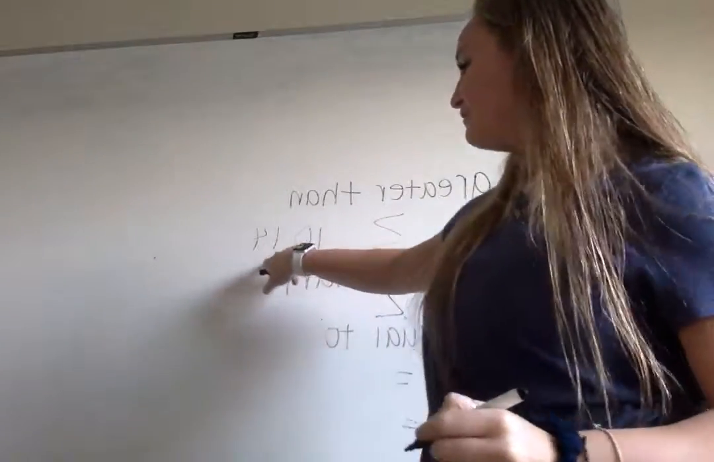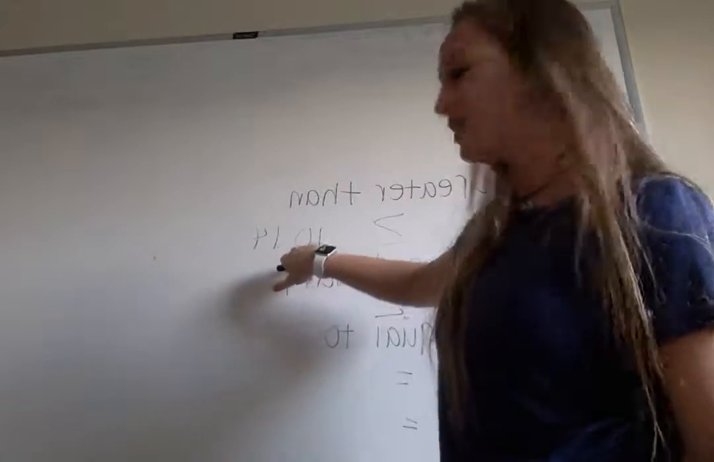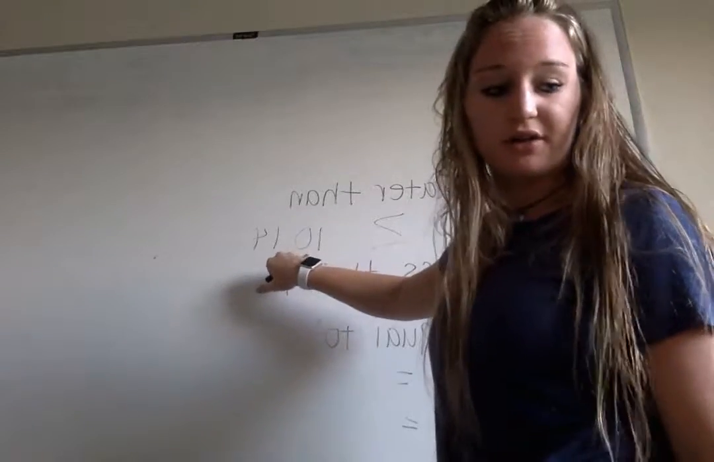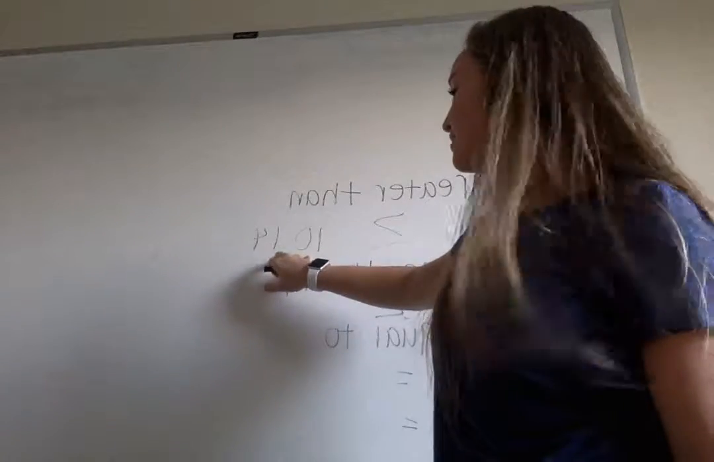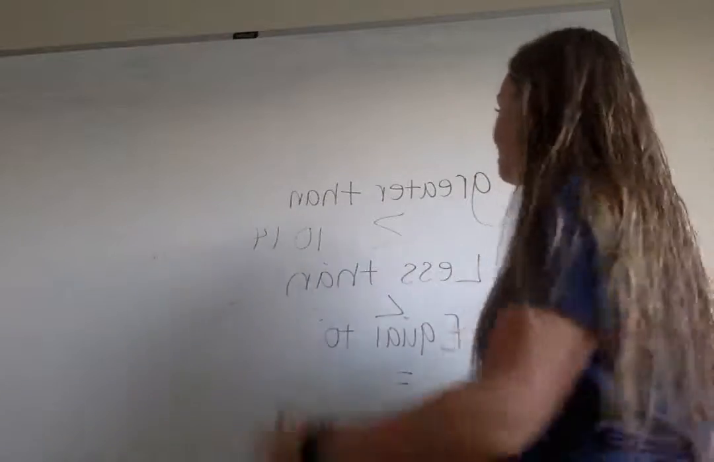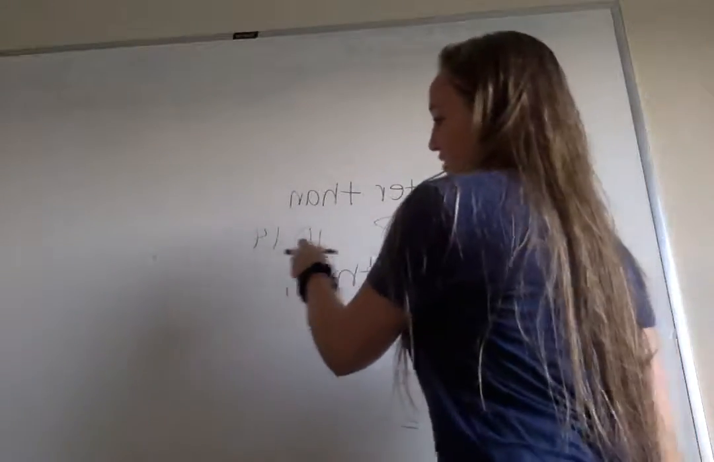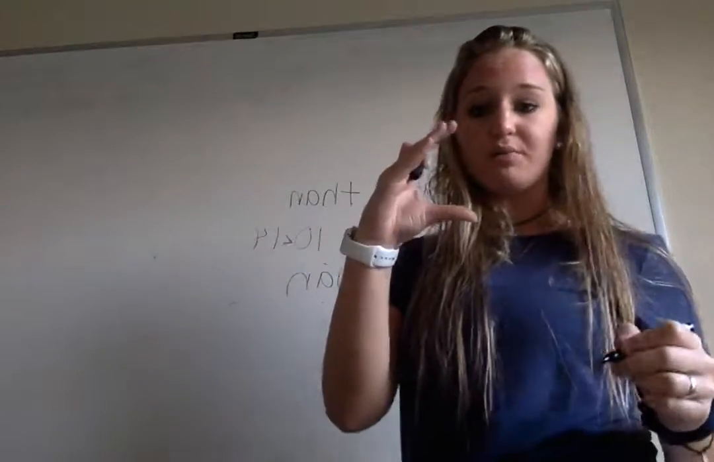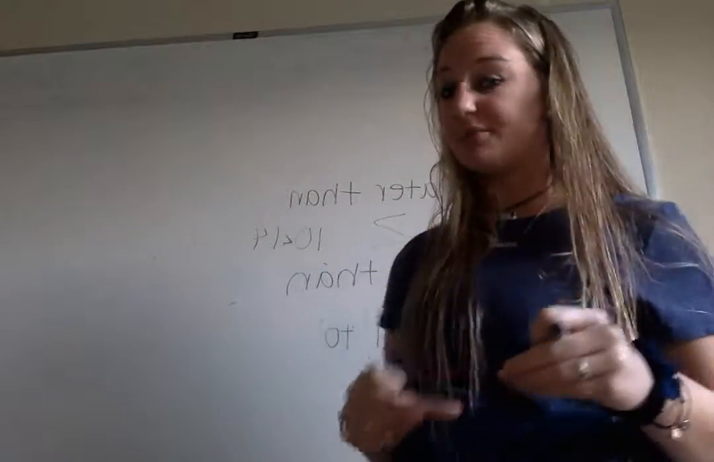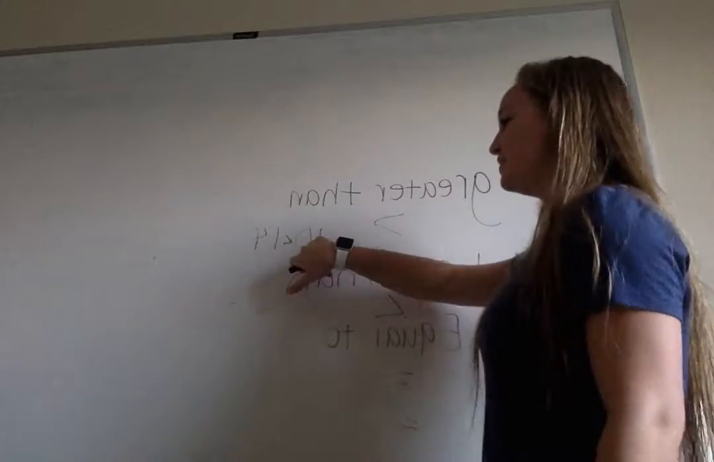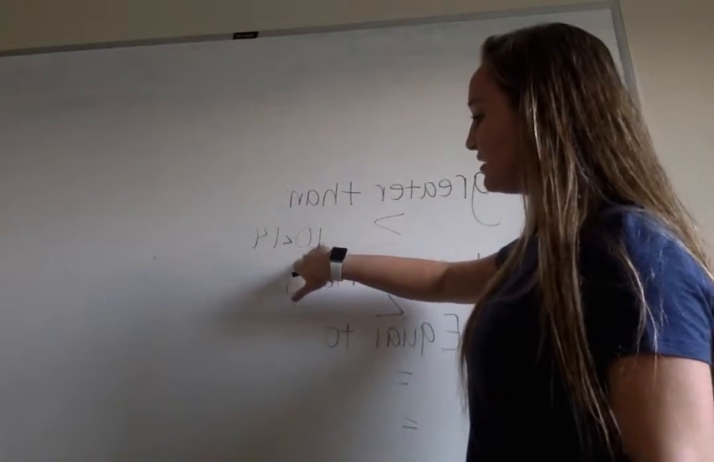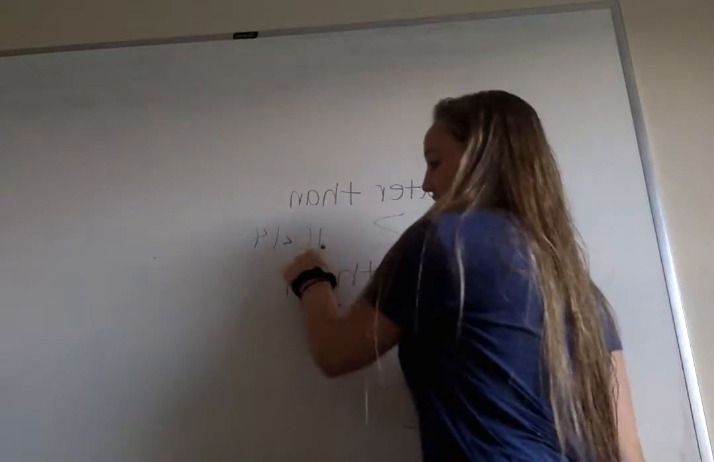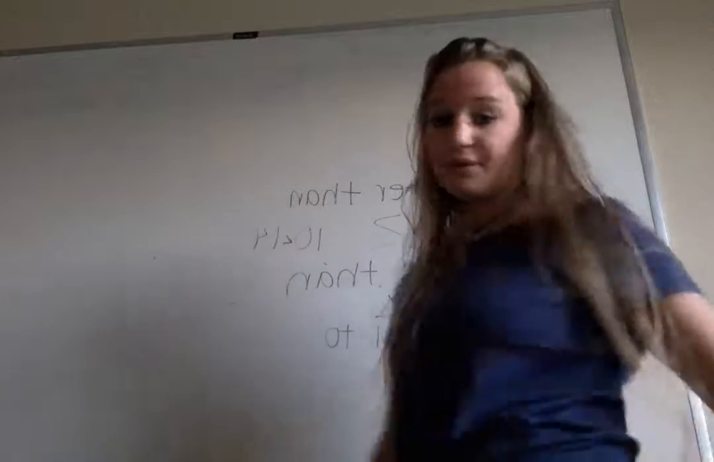So we think 10 and 14, which one's bigger and which one's smaller? Well, we know 10 is smaller, and we know 14 is larger. So we're trying to figure out which one's greater than. So 14 is greater than 10. So we always want to make sure we're opening that mouth to the largest number. So right now, this says 10 is less than 14 because we read left to right, and we have 10, and we know it's smaller than 14.